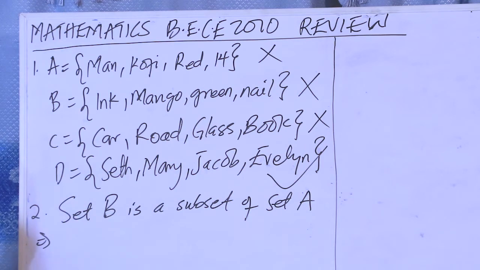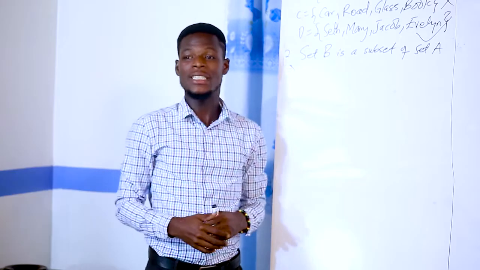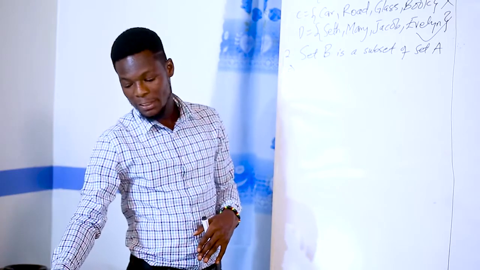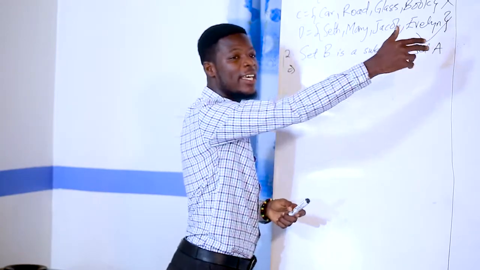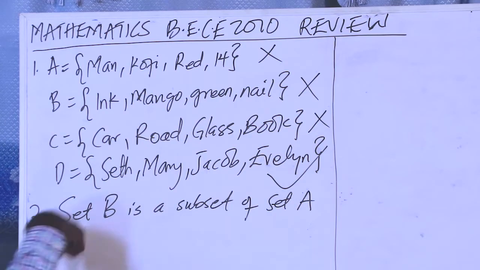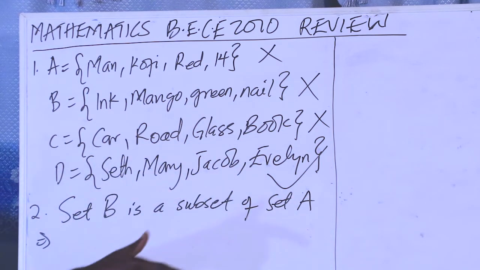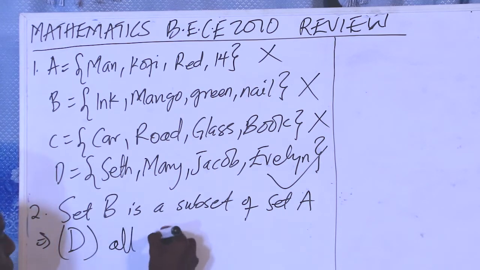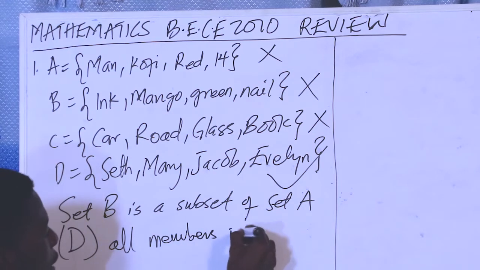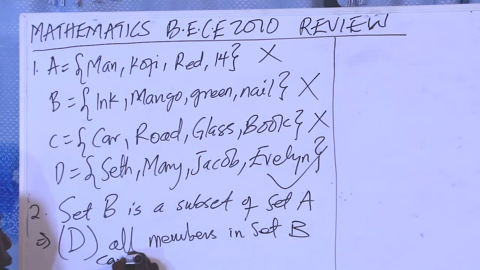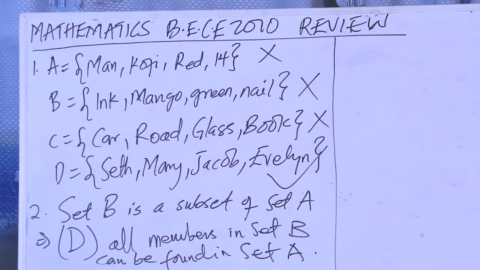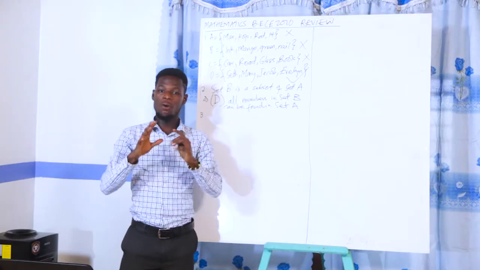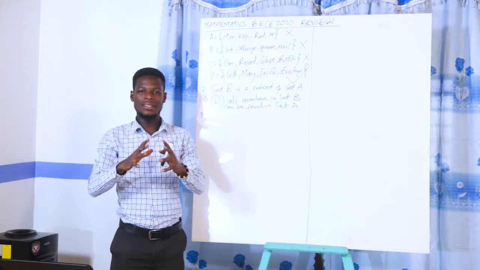Once A, B, C are wrong, then definitely we know that the answer will be D. So let's get the option D. All the members of set B are in set A, and that's perfect. So when I say set B is a subset of set A, it means that all the members in this B, which is a subset, are present in this A, which will be the universal set in this case. So our correct answer is option D. All members in set B can be found in set A. Beautiful. That is the answer for question 2, and I believe you understand why it is so.